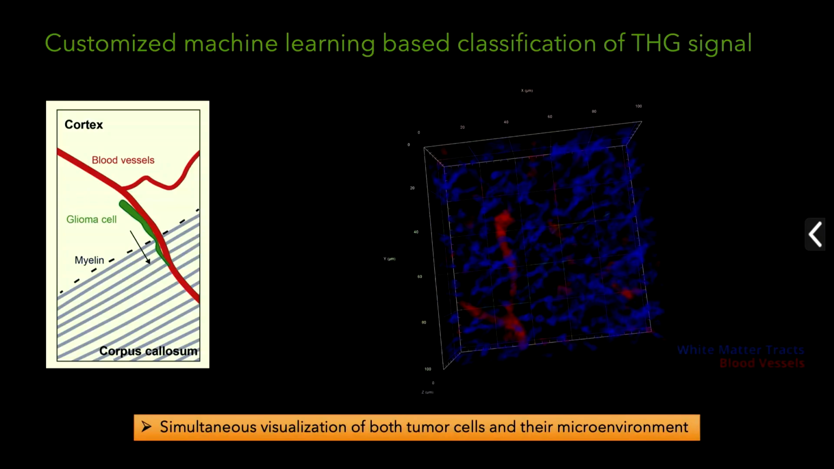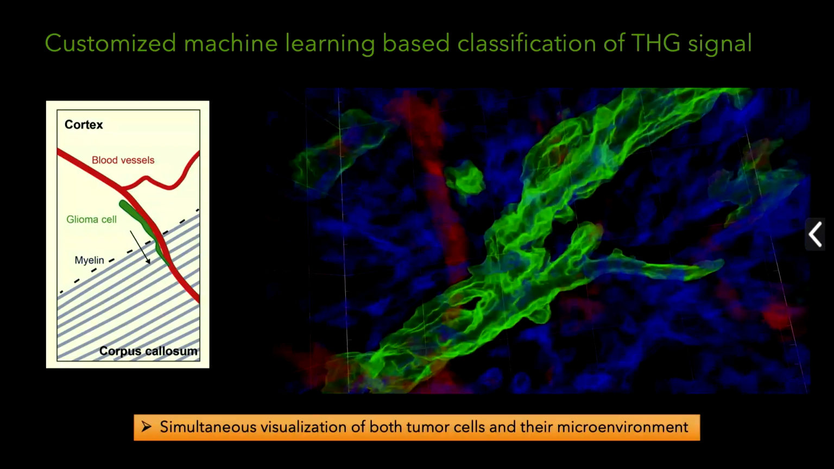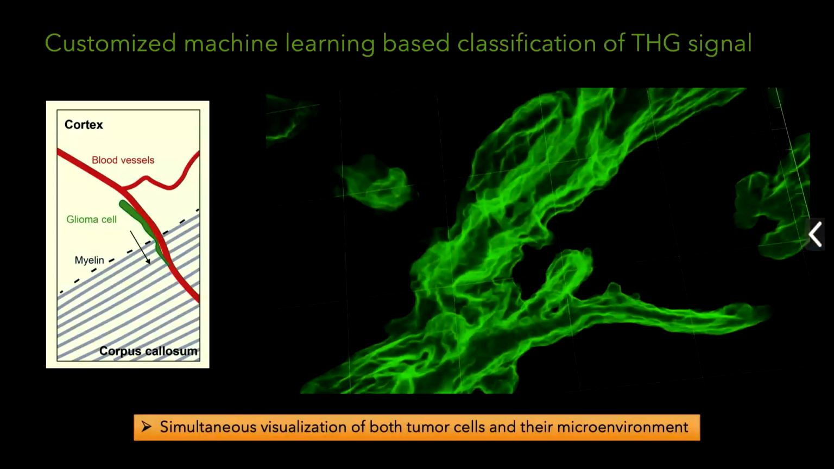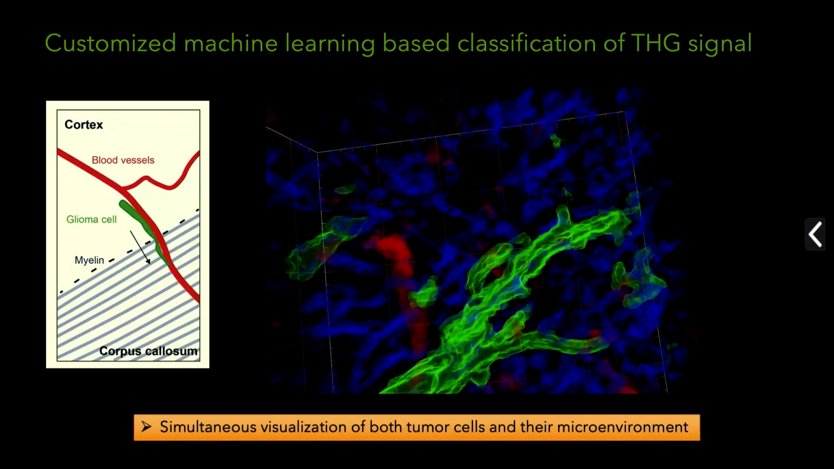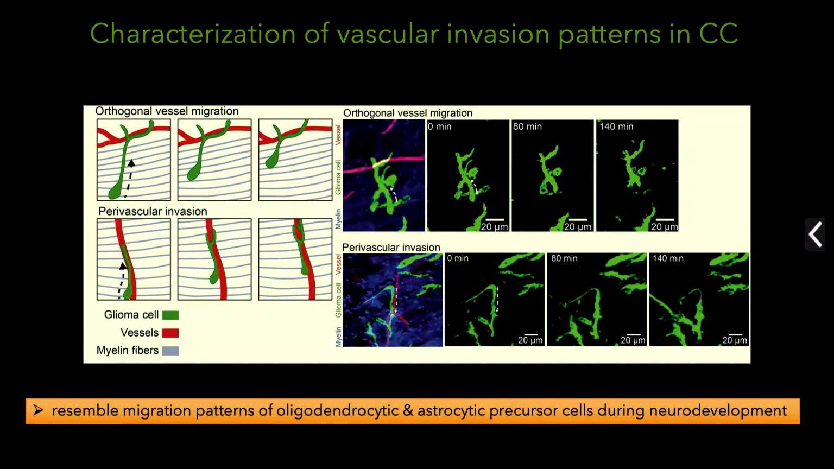Now this allows us to see how the glioma cells fit into the corpus callosum fiber tracts, and how they use the blood vessels as an important invasion route, which you can see here on the plot on the left. What our collaborators could tease out of these images is that there's a so-called orthogonal vessel migration route that these glioma cells are taking by branching out, grabbing some of these microvessels and then translocating the cell body. These migration patterns also resemble a lot the oligodendrocytic and astrocytic precursor cells during development.